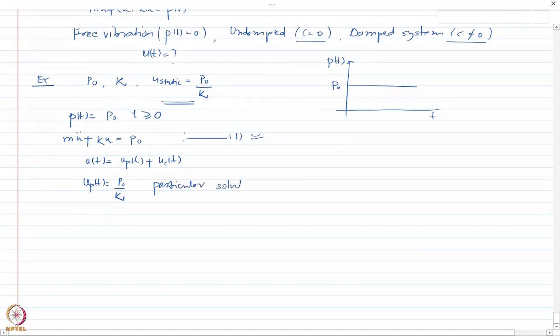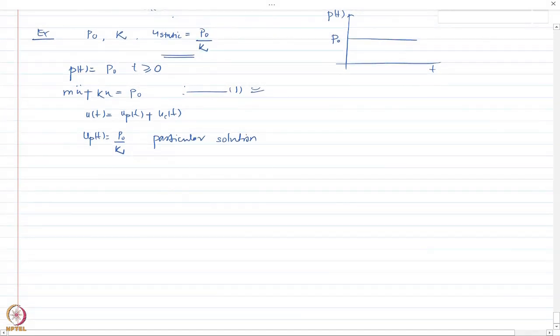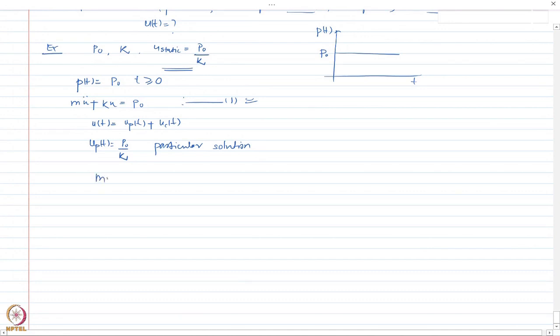Okay, and then I have to find out the complementary or homogeneous solution, which is basically finding the solution of this equation here: k of uc of t equal to 0. So we set the right hand side equal to 0, and that's why we call it a homogeneous solution. Then we try to find the expression for uc of t.